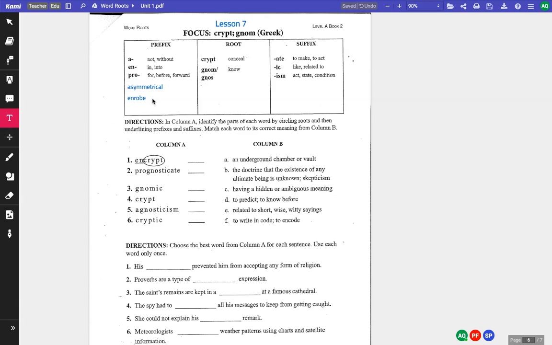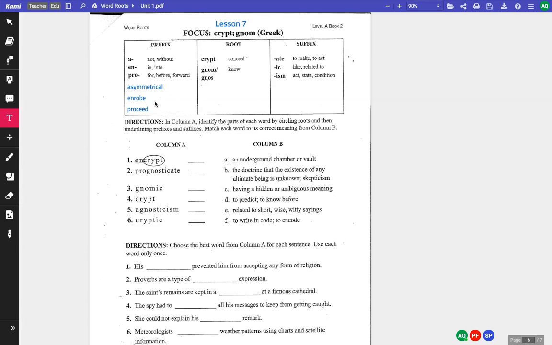Finally, the prefix pro, meaning for, before, or forward. Here's a word I was thinking of. The word proceed means to walk forward, to continue walking. So proceed has the prefix pro that uses that meaning of the prefix. Make sure that you record these words on your paper.